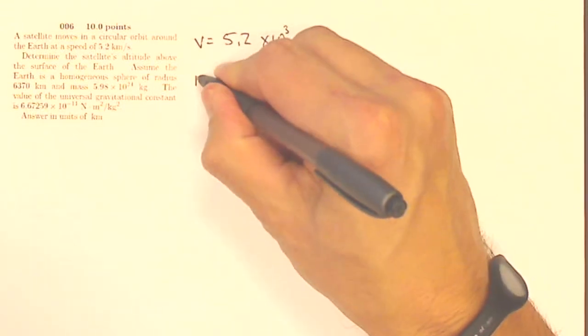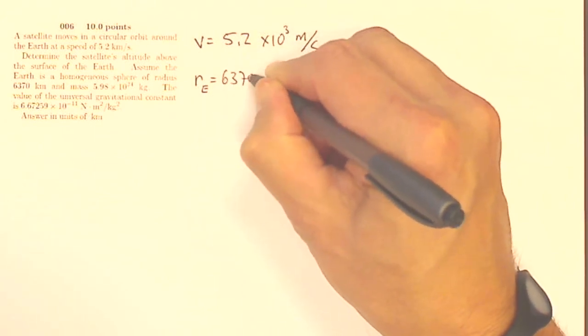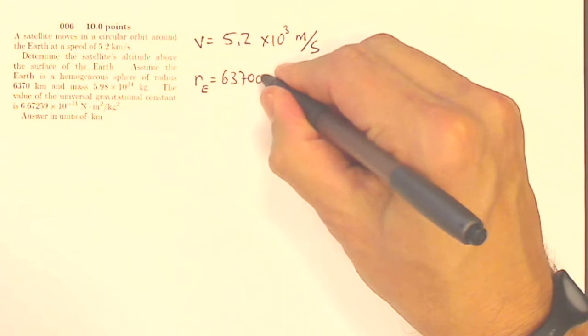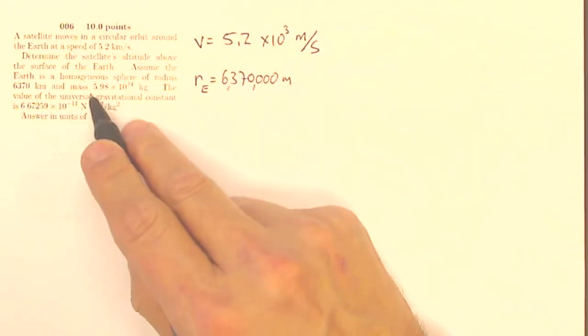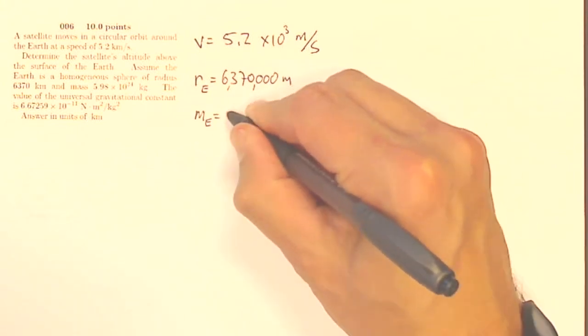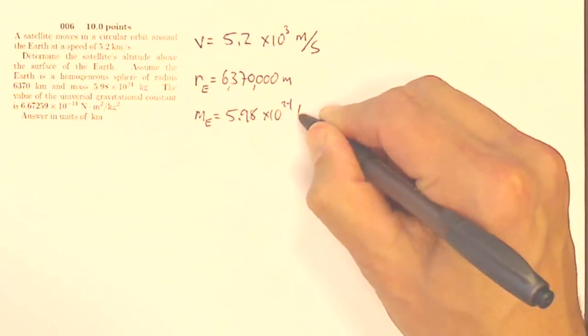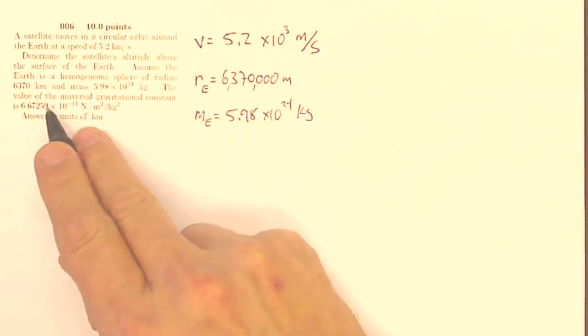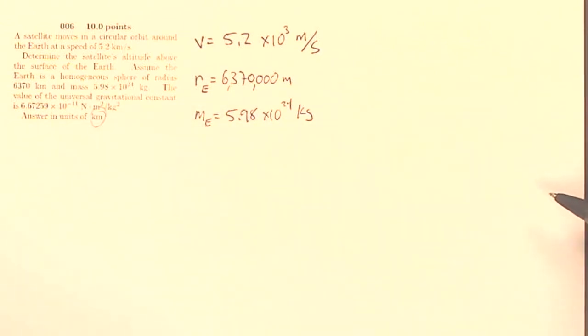So I know that the radius of the Earth is 6370 kilometers. That's another 3 zeros. And the mass of the Earth is 5.98 times 10 to the 24th kilograms. And the G is that. The answer is in units of kilometers, so that's another thing I'm going to have to worry about.